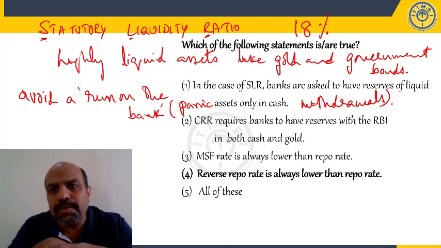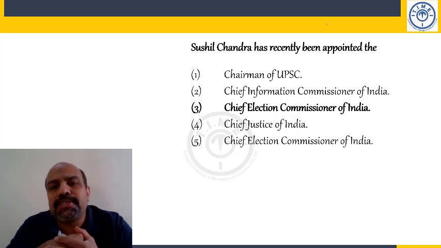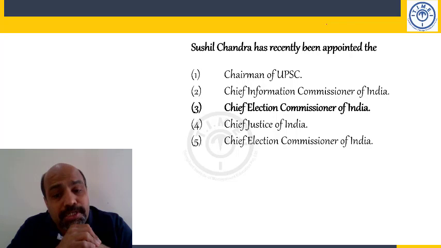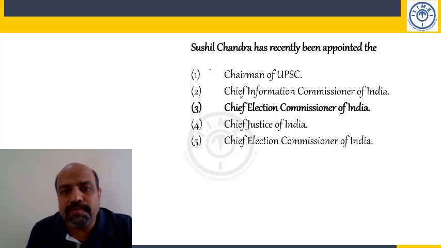Okay. So that was pretty exhaustive. I think we spent a considerable amount of time on this. Sushil Chandra has recently been appointed the Chief Election Commissioner of India. Sushil Chandra, former IRS officer, Indian Revenue Service officer, Chief Election Commissioner of India.